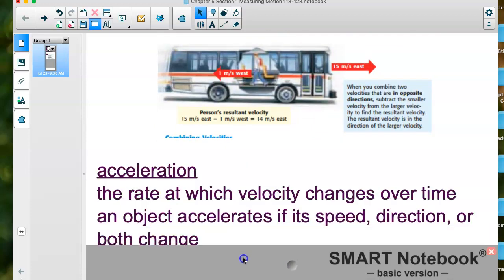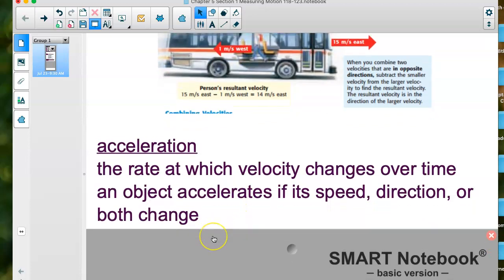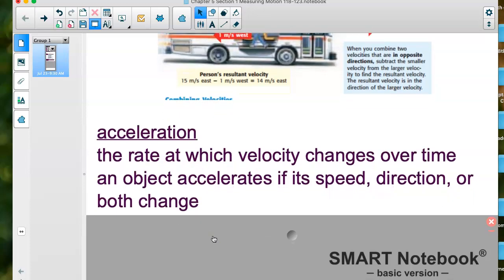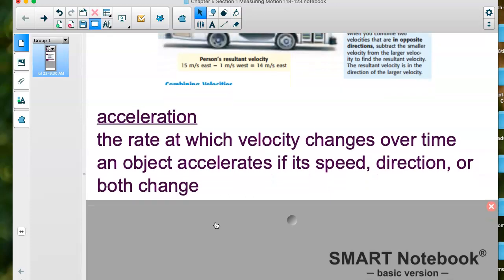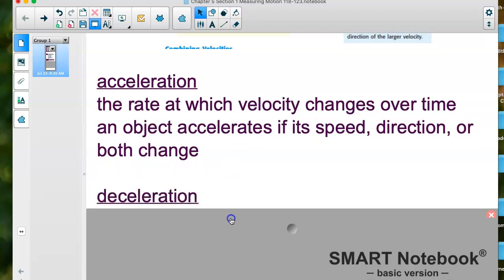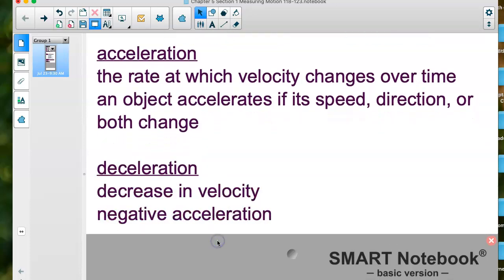So acceleration is another term that you're going to hear often when we talk about speed and velocity. So it's a rate at which the velocity changes over time. So if it accelerates, its speed, direction, or both change. We often use the word accelerate to say going faster, but accelerate actually could be going slower. So we have what's called deceleration, or in other words, negative acceleration.